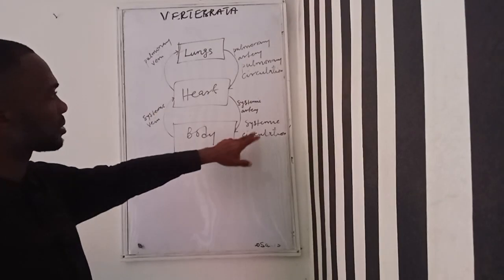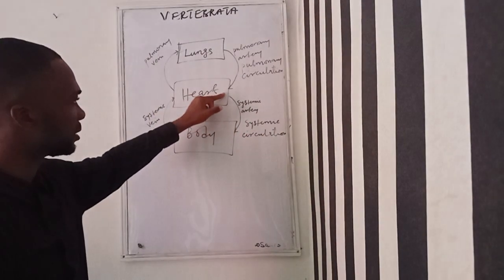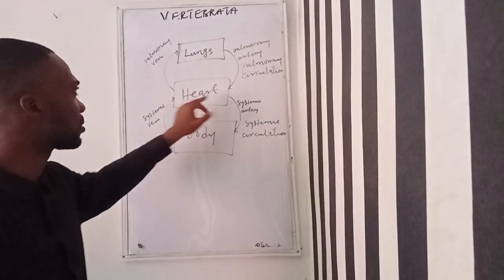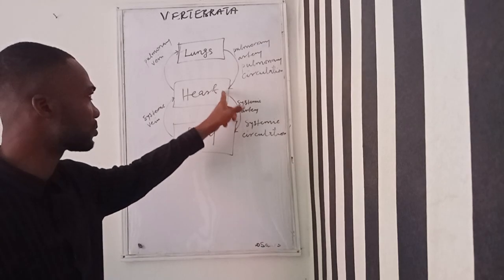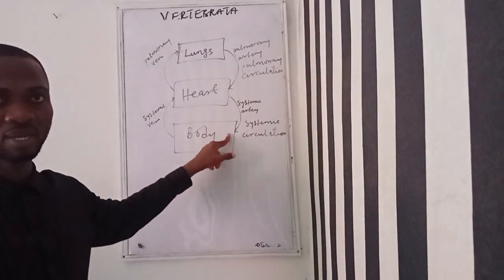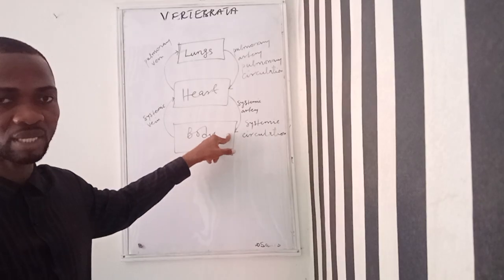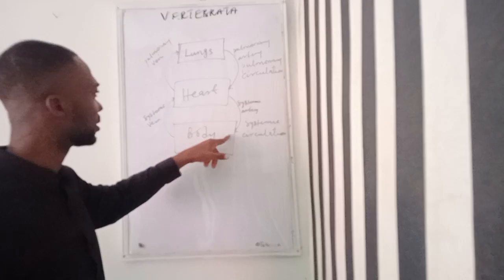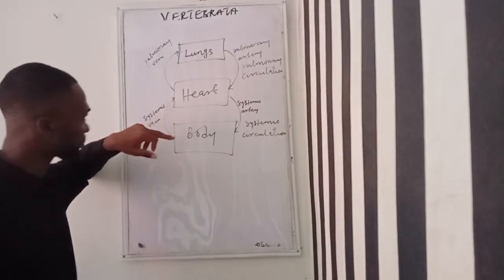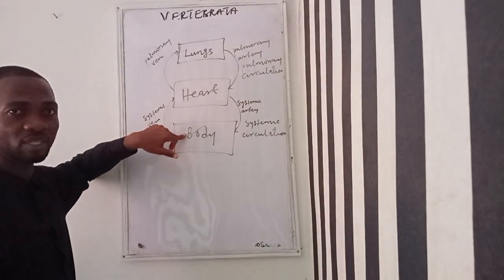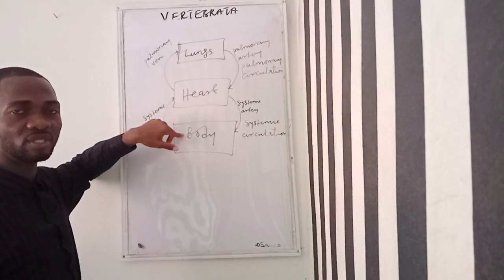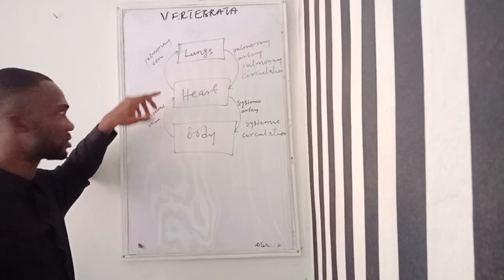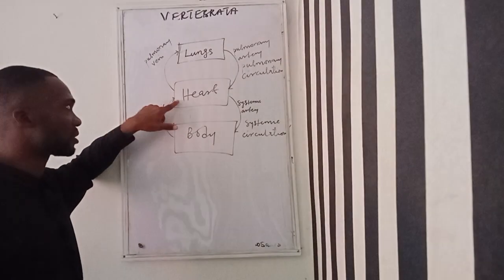The systemic circulation is the flow of blood from the heart to the body and back to the heart again. So look at the heart now. The blood flows from this heart to the body, and that is the blood that has become oxygenated. It gets into the body where it is utilized by the cells. Then once the body utilizes the oxygen and the nutrient content of the blood, the blood becomes deoxygenated. This deoxygenated blood gets to the heart again.